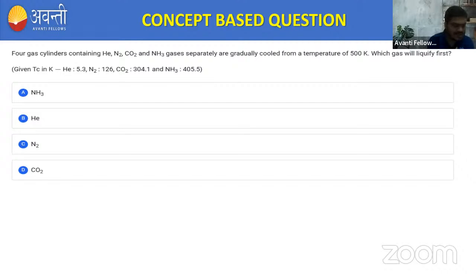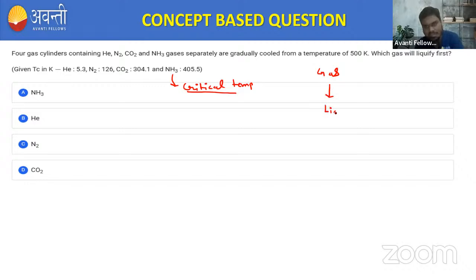So we all know that, as from the given data, NH3 has the highest critical temperature, right? So NH3 having the highest critical temperature, ठीक है, suggests maximum attractive force, and NH3 will be liquefied first. देखो, liquefied first का मतलब क्या होता है कि कोई चीज गैस है, right? अब इसको गैस को लिक्विड में कन्वर्ट होना है. This gas wants to convert into liquid, right?